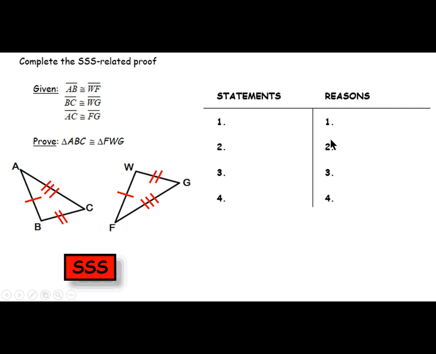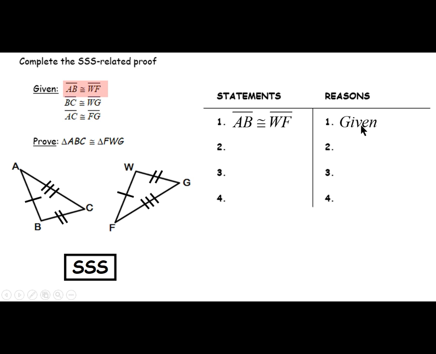The proof over here is just writing out exactly what we just said here on the left. So the first thing we did when we marked up our pictures is we started with the first piece of given information. We said AB was congruent to WF. For the proof, we're not just putting the marks, but we have to write that out. So the first thing we know is that AB is congruent to WF. How do we know that's true? Well, in this case, it's given to us.